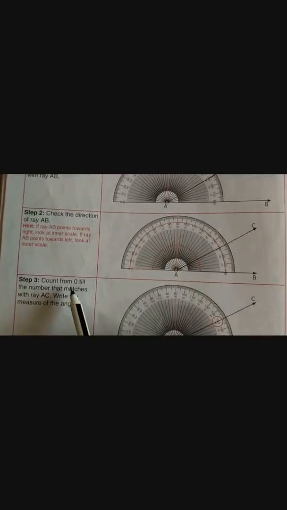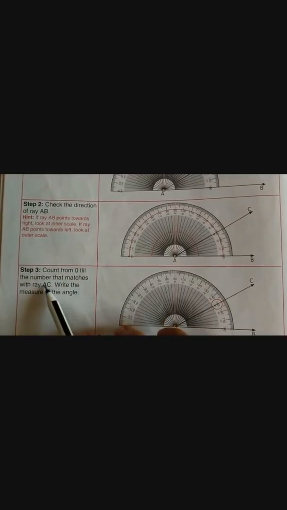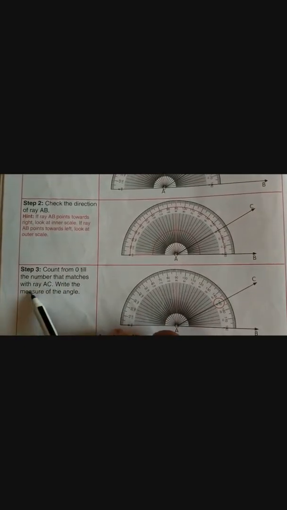Which scale do we have to look at here? This one is the inner scale, and this one is the outer scale. If AB is on the left side, then we have to look at the outer scale. Count from 0 till the number that matches with ray AC. Write the measure of the angle. So the measure of the angle is 30.